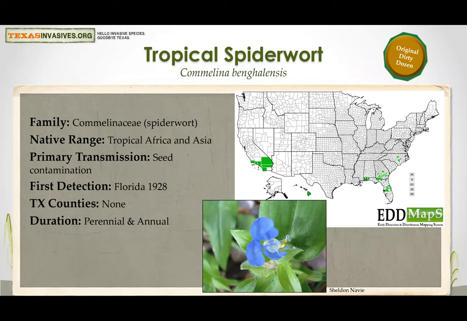It's in the spiderwort family. It's native to Africa and Asia. It was accidentally brought here through seed contamination; its seeds were mixed amongst those that were intentionally being brought over. It was first found in Florida in 1928. Currently, it has not been reported in Texas.